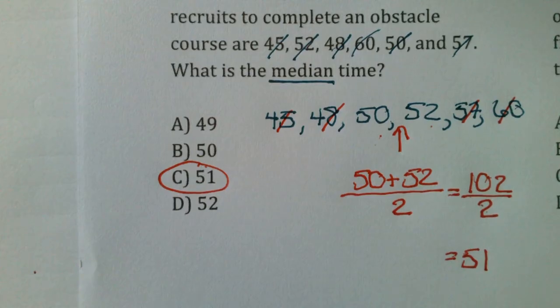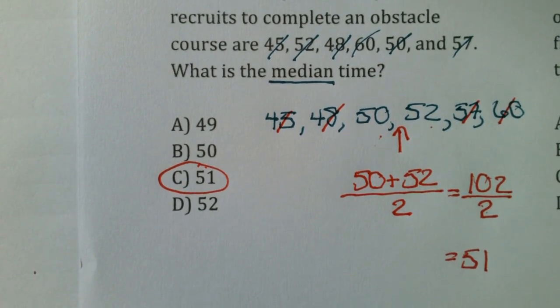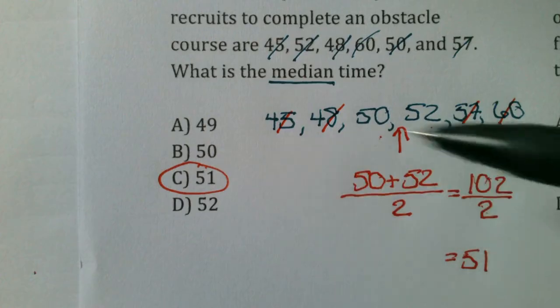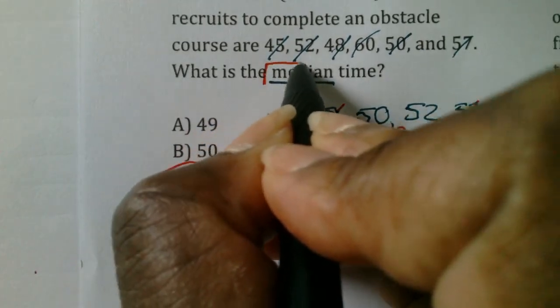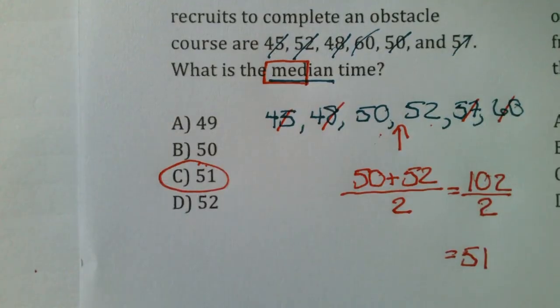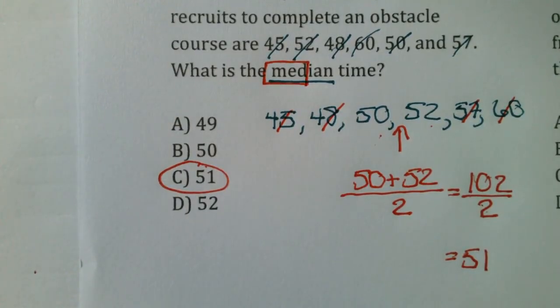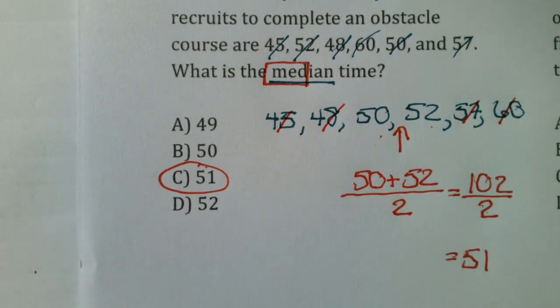So the key part is you had to, one, put them in order from least to greatest, and then count towards the middle. With the word median, the "med" kind of comes close to middle. So that will be this one.